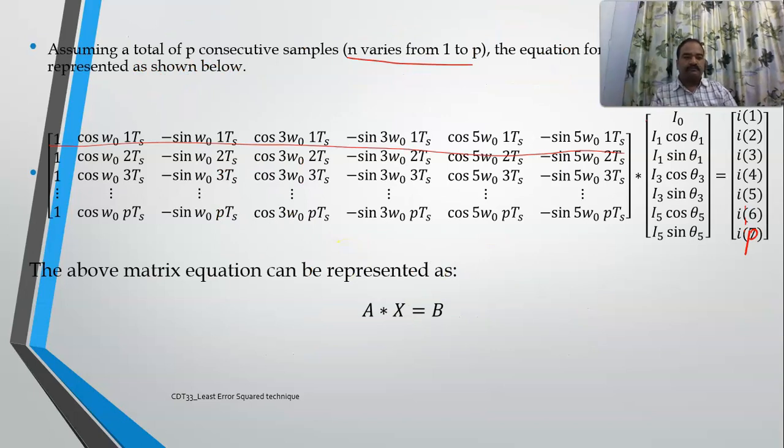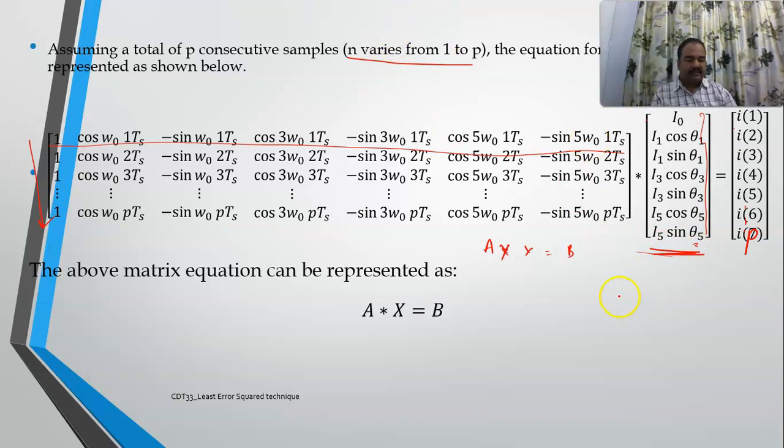Okay. So if you want to take p samples, then these terms remain constant. Which harmonic components you want to take, that you need to take here. This matrix can be represented as A x = B. The more samples you have, the better your equation will be. This order is not going to vary; this is the number of harmonics.